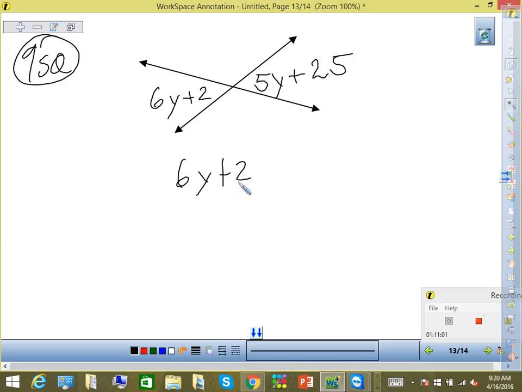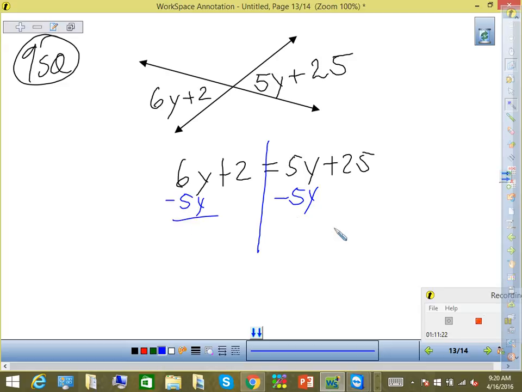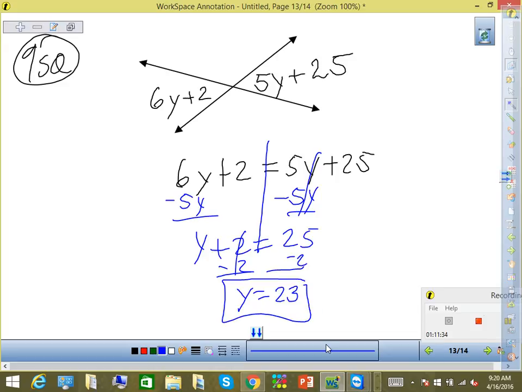6y plus 2 equals 5y plus 25. Subtract what? Start with a variable first. Subtract 5y, subtract 5y. y plus 2 equals 25. And our last step? Minus 2. y equals 23.